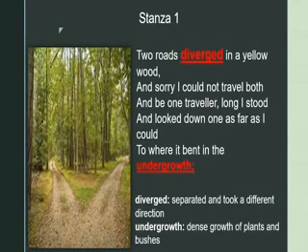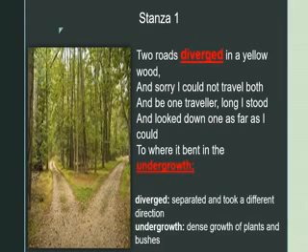Stanza 1. Two roads diverged in a yellow wood, and sorry I could not travel both, and be one traveller, long I stood, and looked down one as far as I could, to where it bent in the undergrowth. The two roads symbolize, obviously, the choices that the speaker faces in life. He is standing in the woods, observing the two diverged roads.